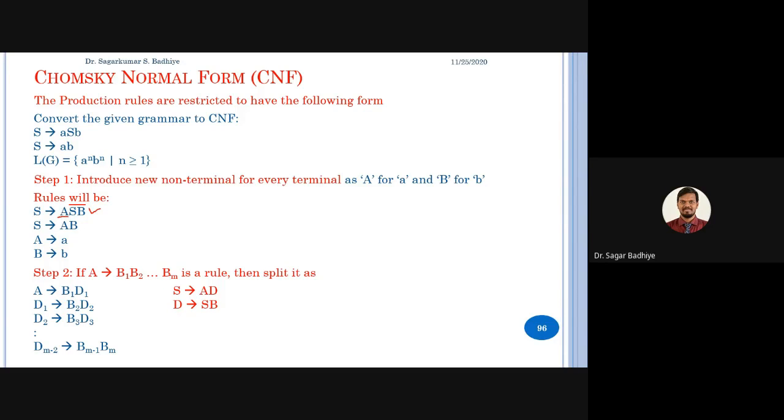Now this single rule was there, and instead of this single rule I have added two rules now, right? And the remaining rules were already in CNF. Now you can see that this rule is in CNF, this rule is also in CNF, and this rule was already in CNF, right? So we'll add those rules as it is. Now you can see that all these rules are in CNF. Is it okay?